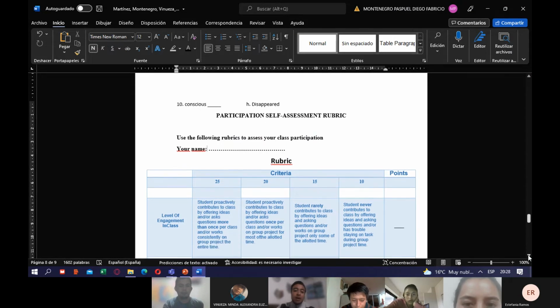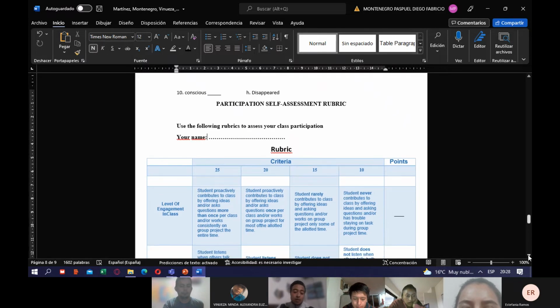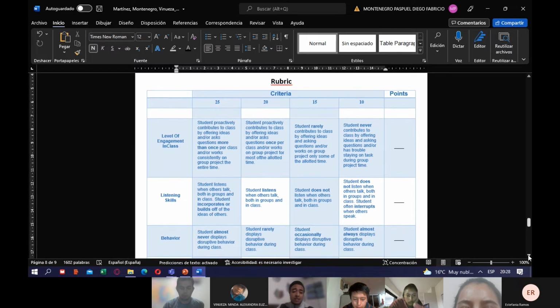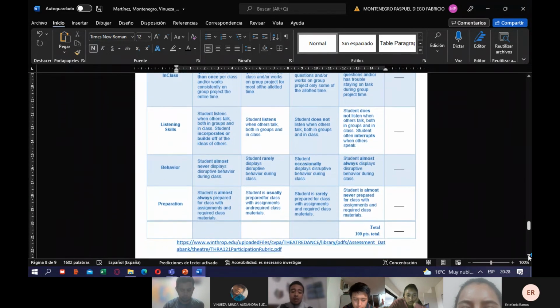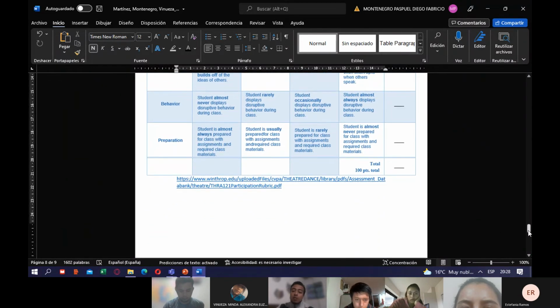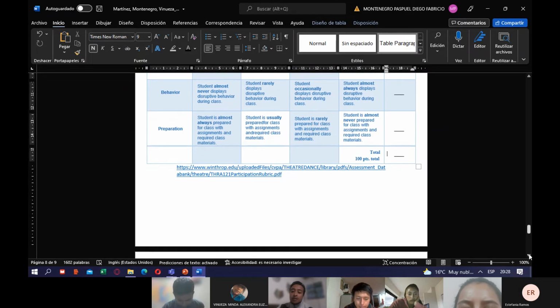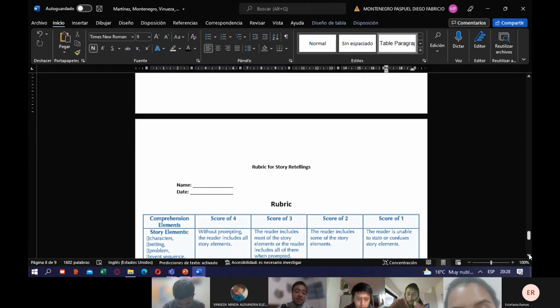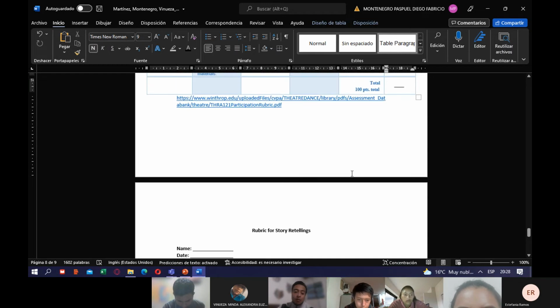Okay, this is a rubric for your participation self-assessment, okay? You are going to evaluate yourself according to the level of engagement in class, listening skills, behavior, preparation. In this class, it is about participation, okay? And at the end, you are going to write the totals here. This rubric is in the Teams chat, and you have to complete it for homework.